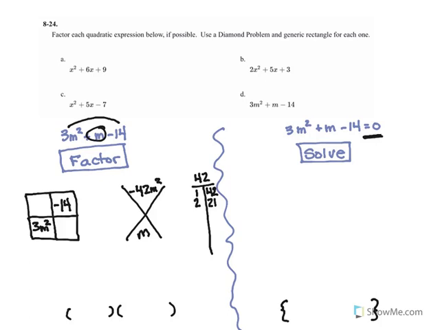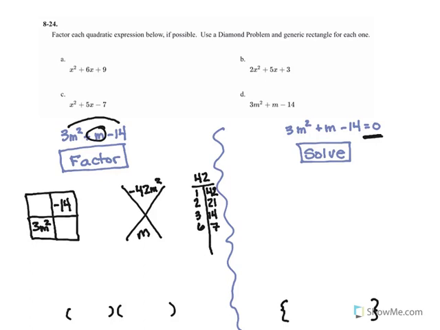2 times 21 is 42. 3 times 14 is 42. 4 does not go in evenly. 5 does not go in evenly. But 6 times 7 is 42.